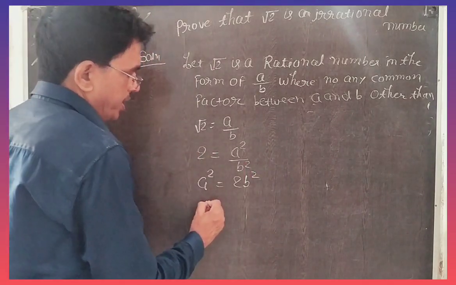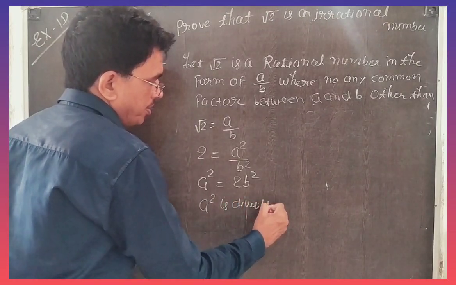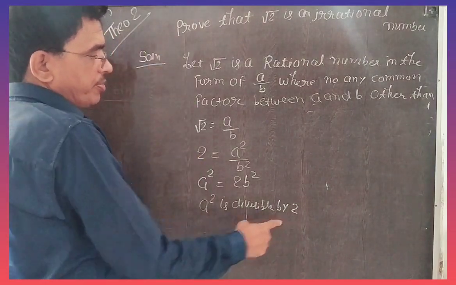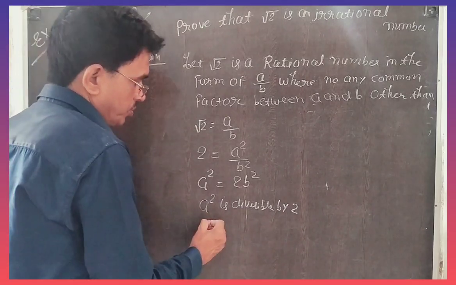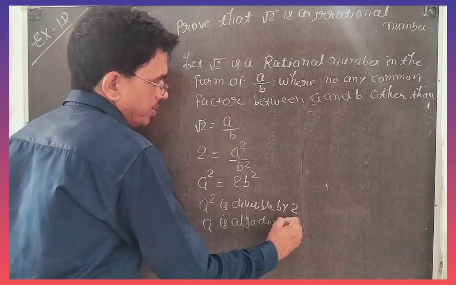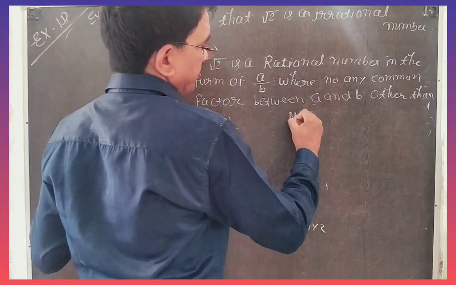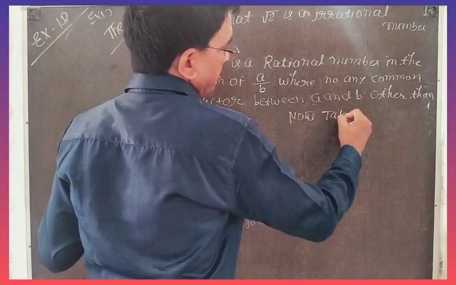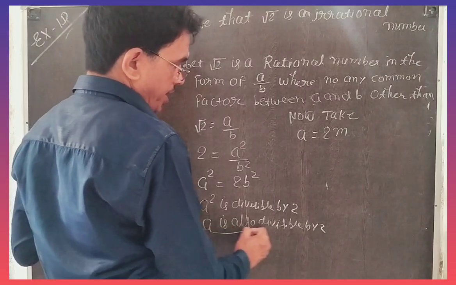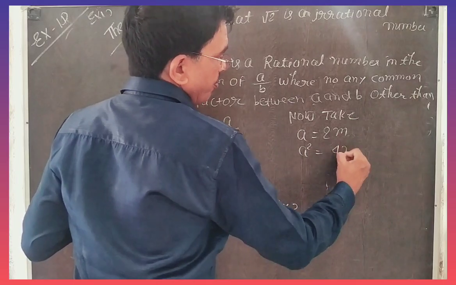Cross multiplication. Then a square is divisible by 2. And by the theorem I showed before, if a square is divisible, then its root is also divisible. So you can say that a is also divisible by 2. So now take a is equal to 2m, because a is also divisible by 2. Therefore, a square is equal to 4m square.